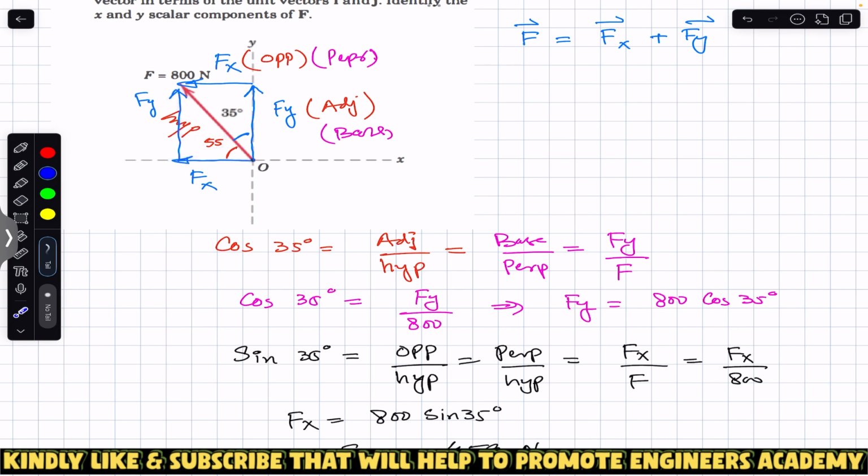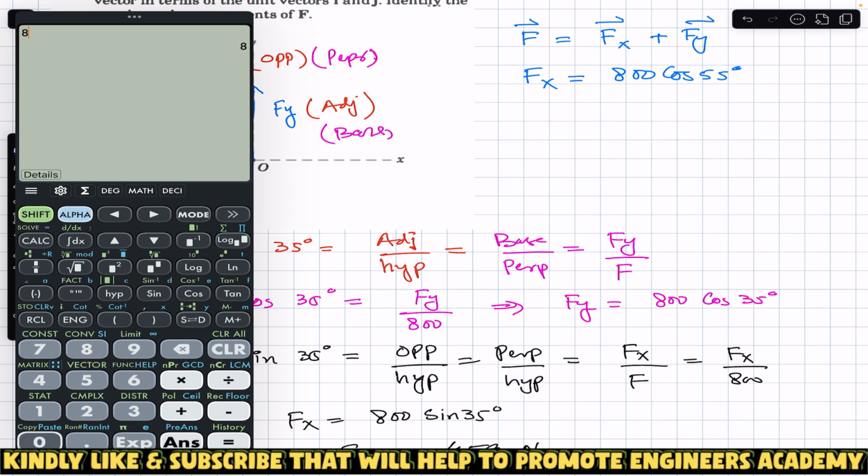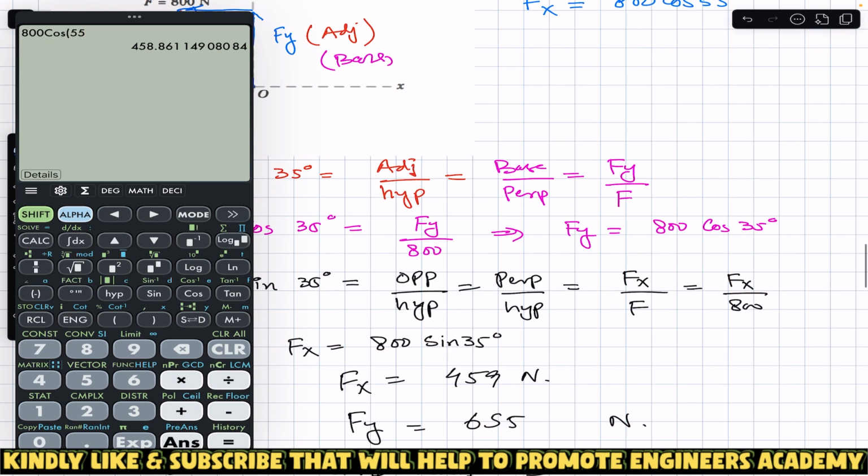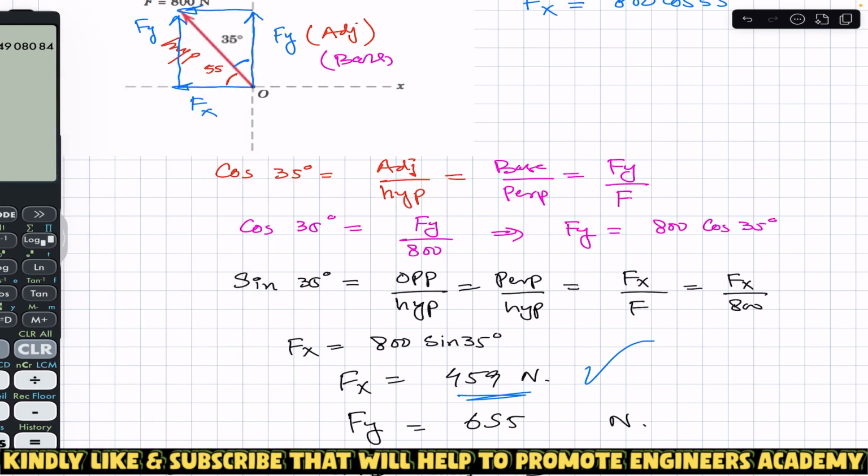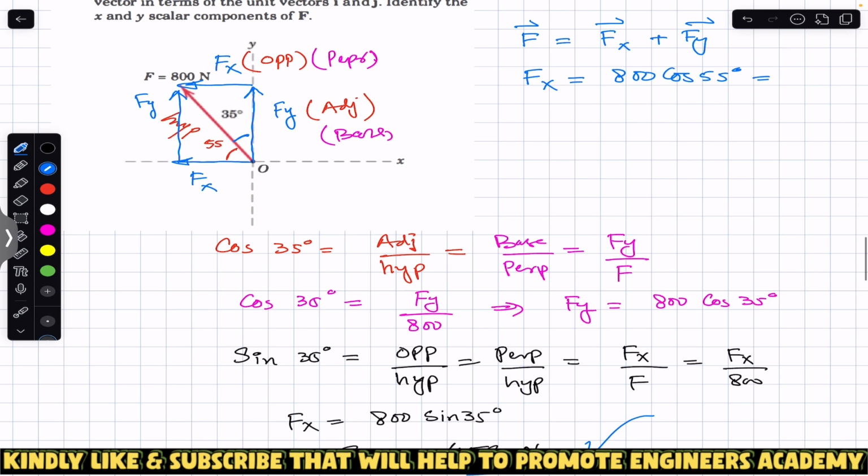So now the adjacent side is f of x. So f of x will be the cos component in terms of this angle. So again we can say that f of x will be equal to 800 cos of 55 and we will get the same answer. So 800 cos of 55 is 459. So we got here 459 as well. So f of x is 459 Newton.